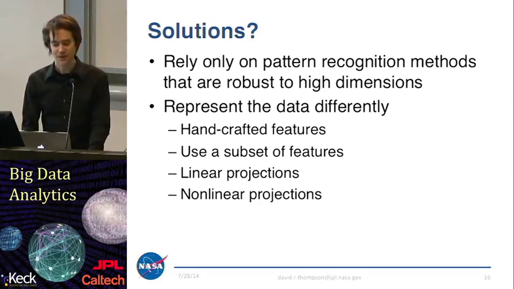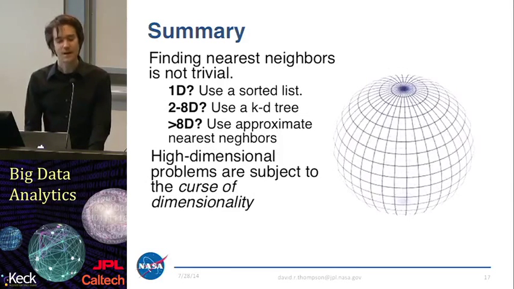And then in the final lectures, I'll describe some nonlinear projection strategies that will allow us to reduce dimensionality in nonlinear ways. All right, so in summary, I described some ways to find nearest neighbors in data sets: sorted list for 1D, KD tree for 2 to 8 dimensions, and above that you'll want to use approximate nearest neighbors. But far above that, most of these local pattern recognition methods will fail because of the curse of dimensionality, and so the coming lectures will provide some solutions to that.